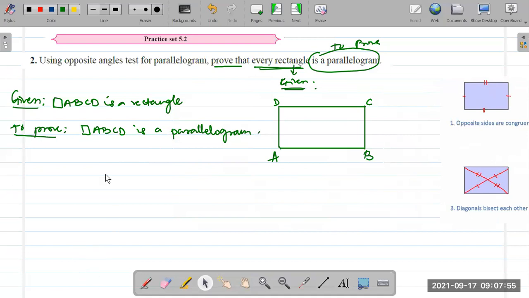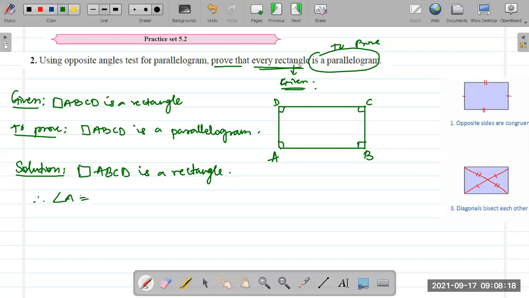Okay, let us start with whatever is given. Solution. We are given that ABCD is a rectangle. Now, since it is a rectangle, we know that all angles are 90 degrees, right? So therefore, angle A is congruent to angle B is congruent to angle C. All the angles are congruent and they are equal to 90 degrees. This is equation 1.